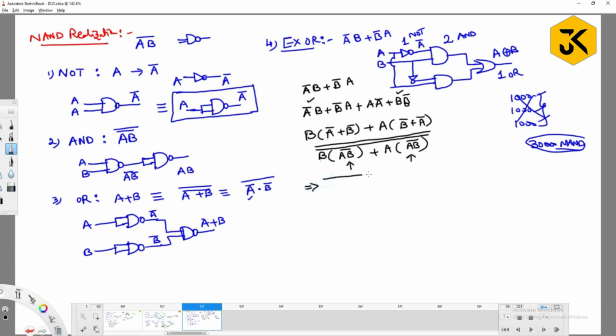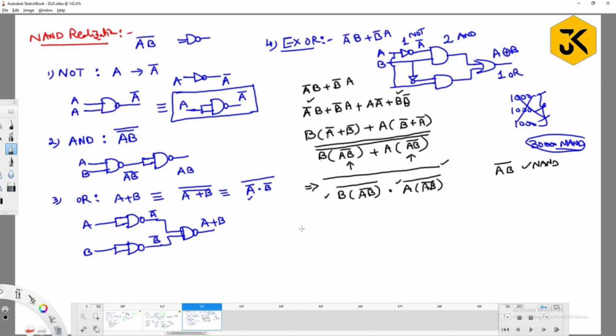Now try to solve this again. The main complement stays as it is. The inner complement I am trying to distribute over this data. Then you are going to get B into AB bar, whole bar, dot A into AB bar, whole bar. So guys, try to observe now. AB bar is one component. AB bar requires one NAND gate, these two require one NAND gate, and the whole complement requires one NAND gate. That's it. This is the simple way.